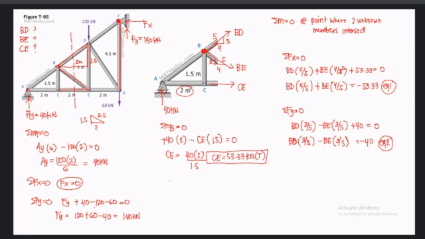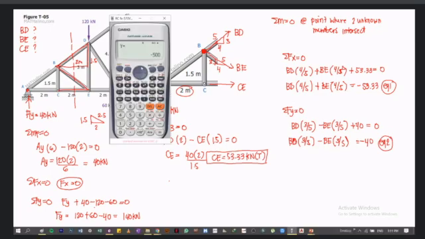Okay? So using your calculator, again, mode 5.1 yan. Mode 5 equation, then 2 unknowns. So this will become 0.8 and then 0.8, then negative 53.33. So that's your equation 1. Your equation 2 is 0.6 and then negative 0.6 and then negative 40.